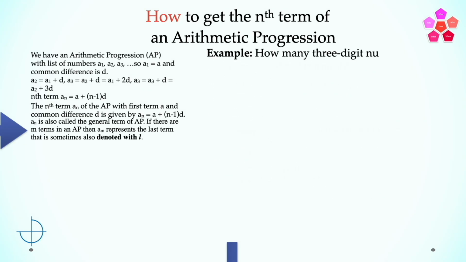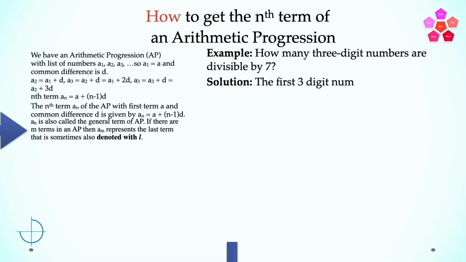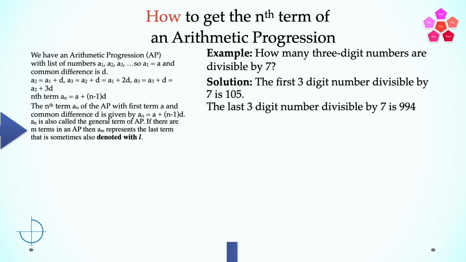How many 3-digit numbers are divisible by 7? So let's look at the solution. The first 3-digit number divisible by 7 is 105, and the last 3-digit number divisible by 7 is 994. Remember the divisibility test of 7 which we discussed in the assumptions? You can utilize that to really check whether a number is divisible by 7 or not.